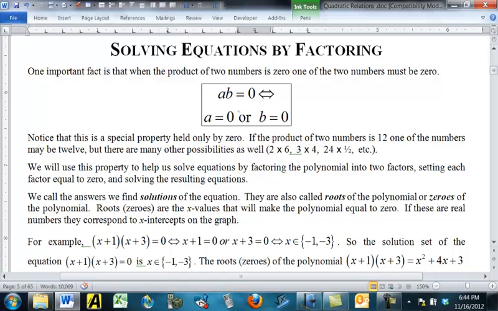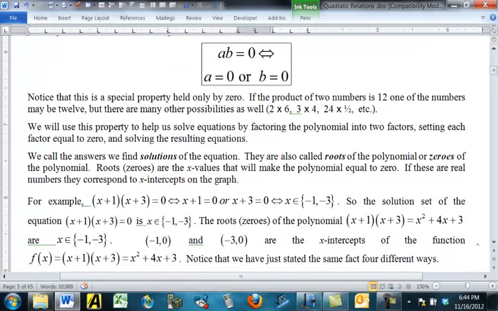Some terminology here: when we talk about solutions to an equation, they're sometimes called roots of the polynomial or zeros of the polynomial. So roots or zeros are x values that will make the polynomial equal to 0. For example, if I have this factored, x plus 1 times x plus 3 equals 0, that's true if and only if x plus 1 equals 0 or x plus 3 equals 0.